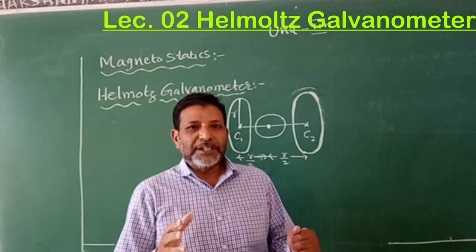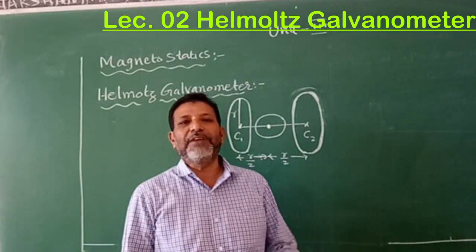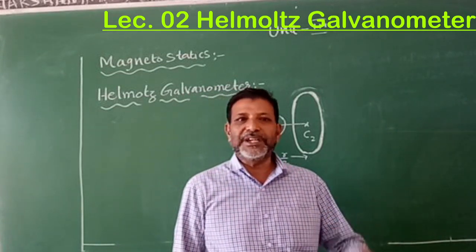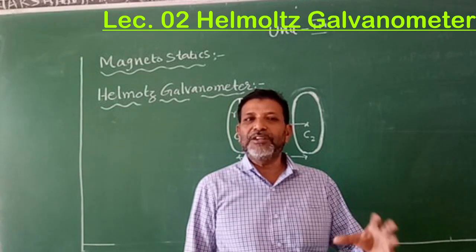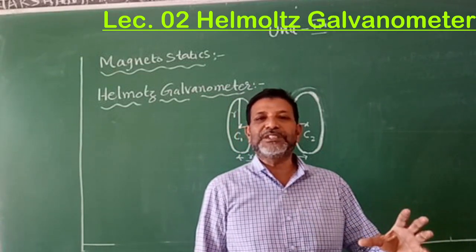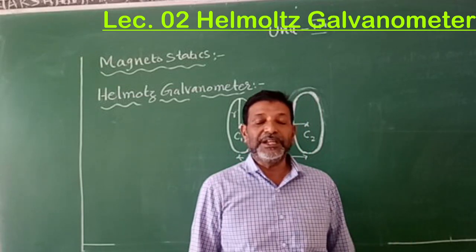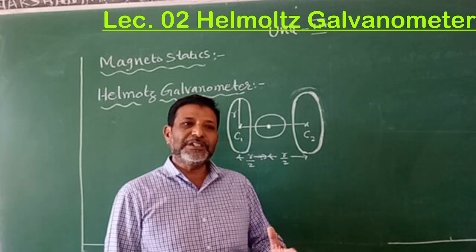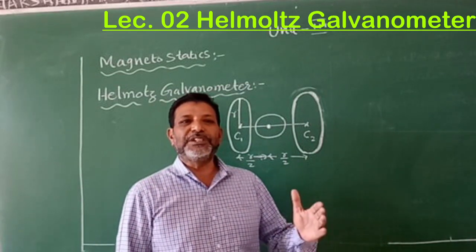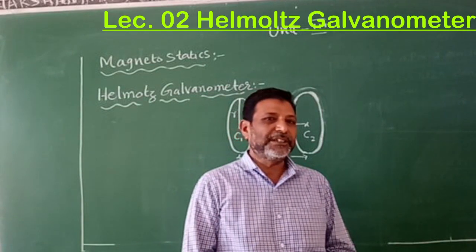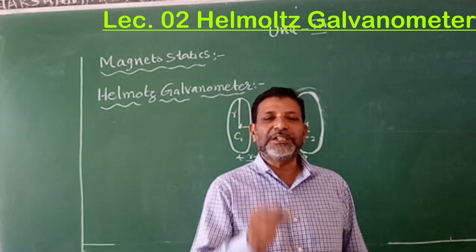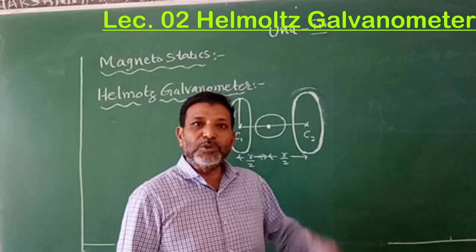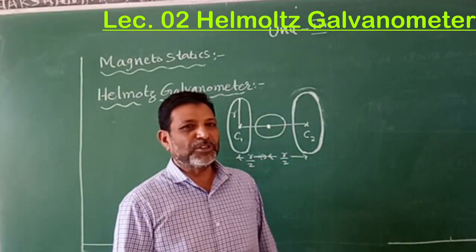For the determination of the current in a circuit, we have different instruments. The galvanometer is there for the detection of the current, and for determining how much current there is, we have instruments like the ammeter. The Helmholtz galvanometer is also an instrument used for the determination of the current. The tangent galvanometer's theory and construction we have already studied in your lower classes. Now let us come to the next one, the Helmholtz galvanometer.